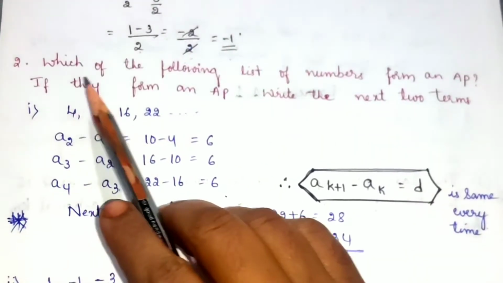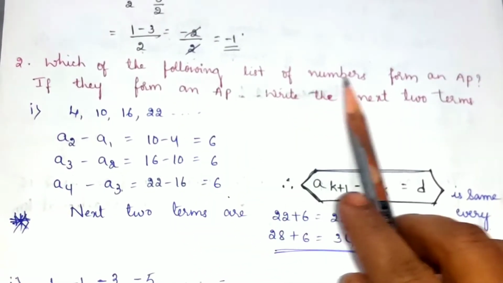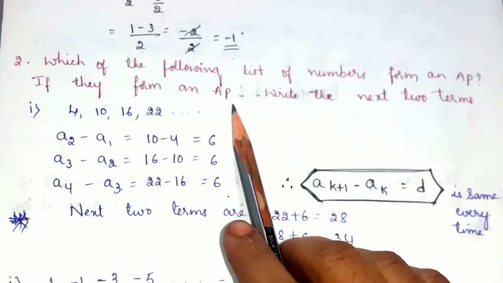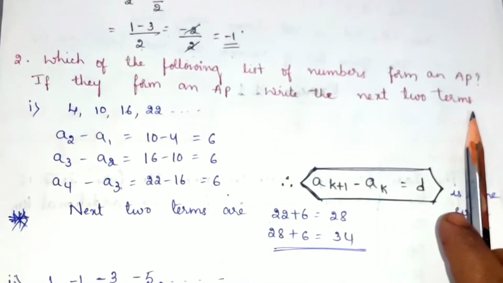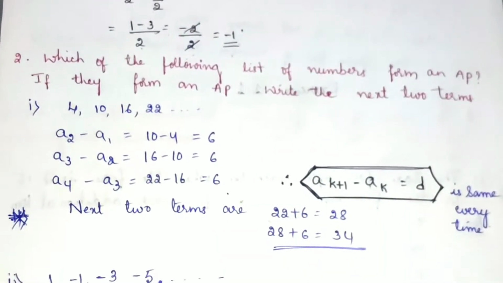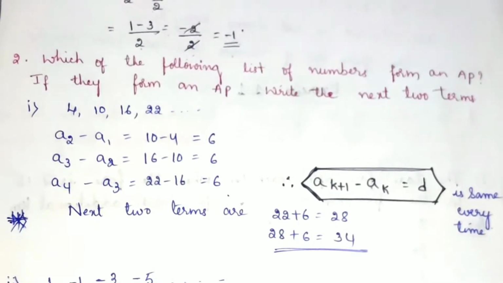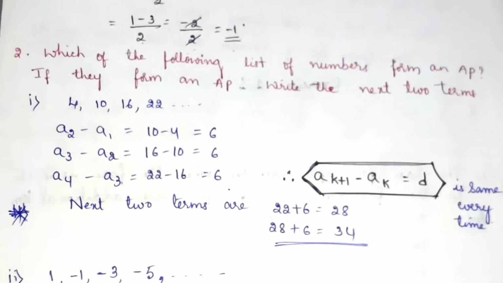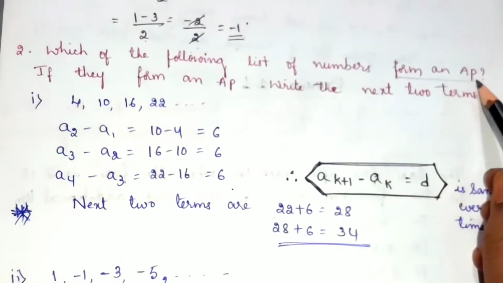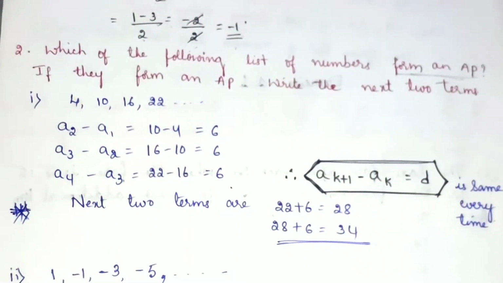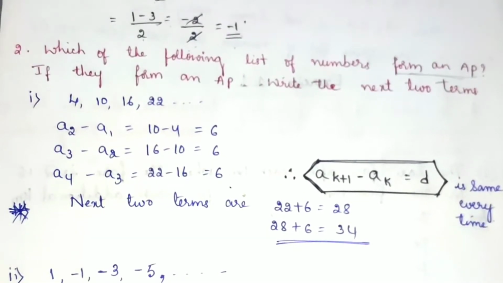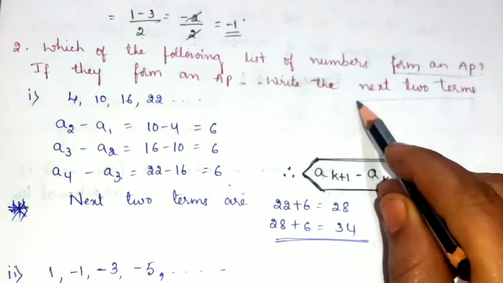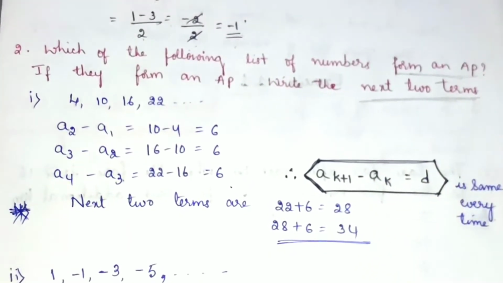Which of the following lists of numbers forms an AP? If they form an AP, write the next two terms. There are two sets of questions. The first set is to find out whether the given pattern is in AP. You have to confirm it. If it is confirmed that the pattern is in AP, then the next part is to find the next two numbers in it. We'll start with the first question.